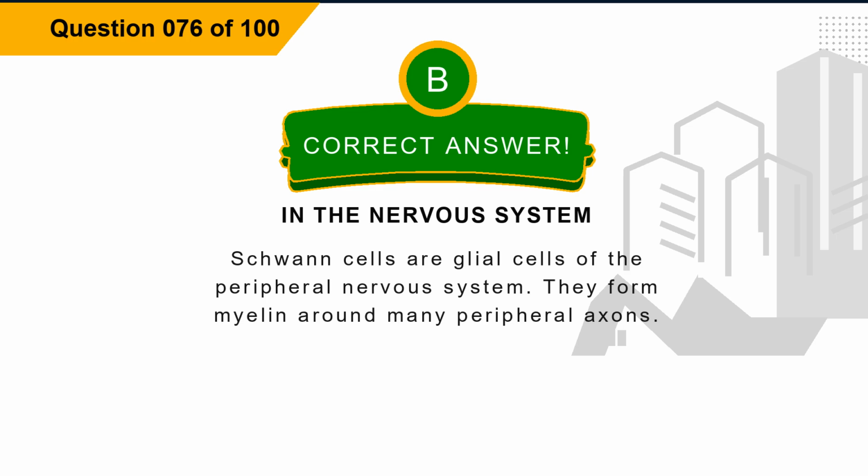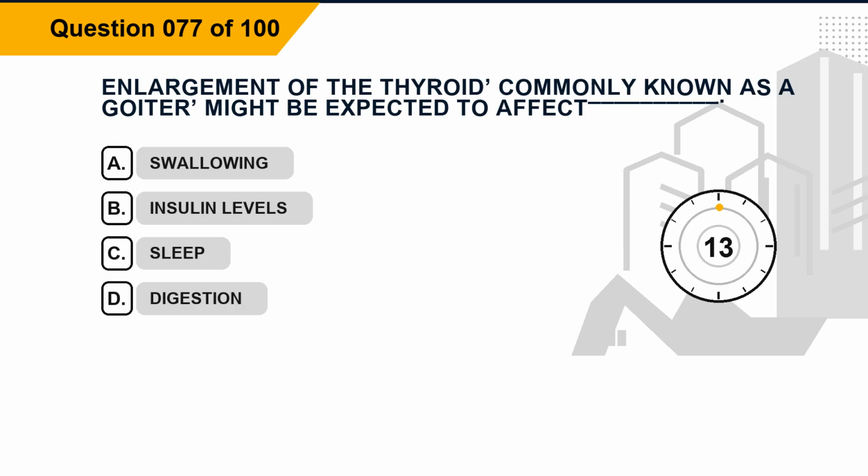Explanation: Schwann cells are glial cells of the peripheral nervous system. They form myelin around many peripheral axons. Question 77.